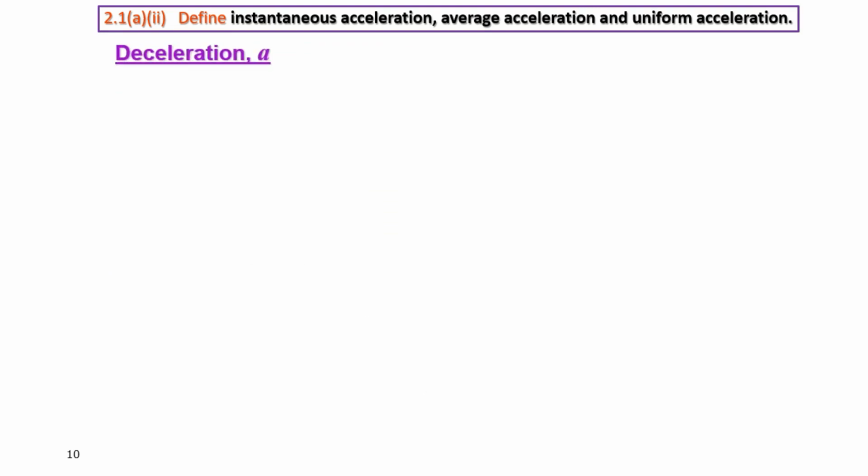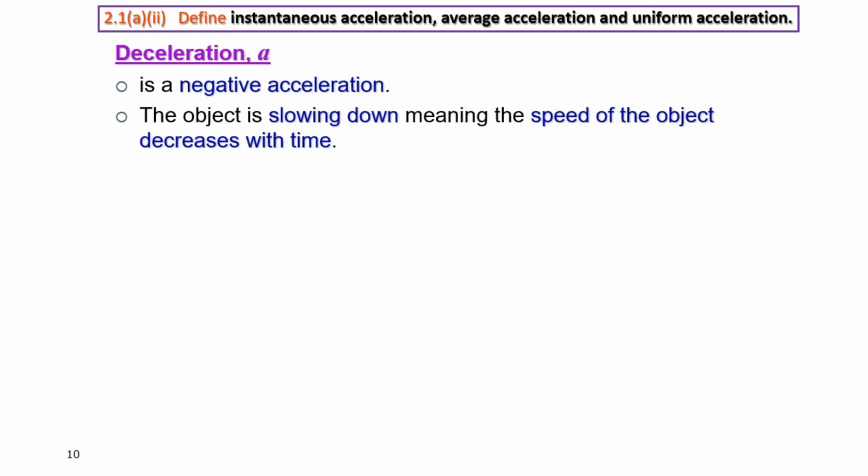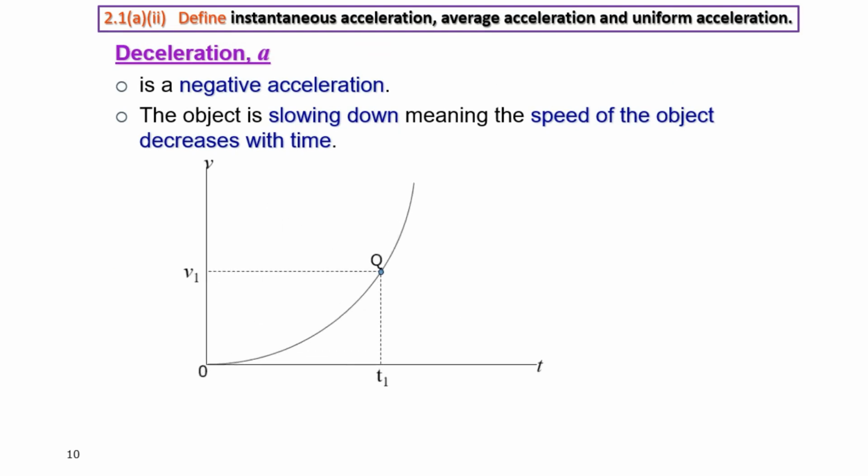Next, we go for the deceleration. Deceleration is a negative acceleration. The object is slowing down, meaning the speed of the object decreases with time.